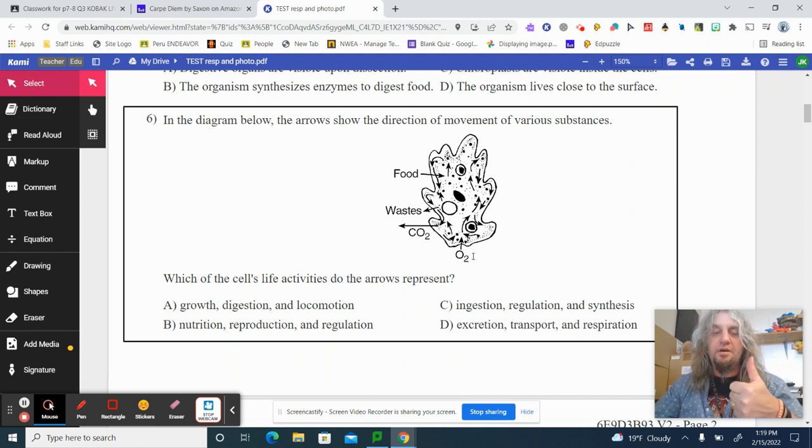A. Growth, digestion, and locomotion. B. Nutrition, reproduction, and regulation. C. Ingestion, regulation, and synthesis. Or D. Excretion, transport, and respiration.